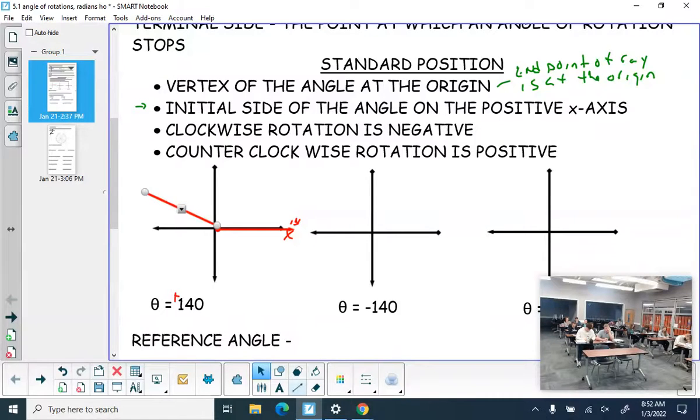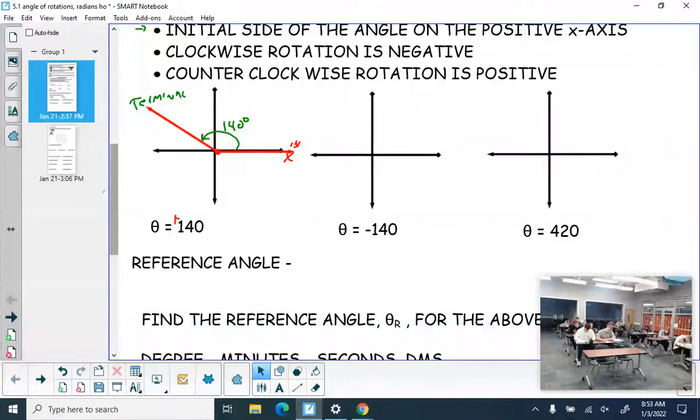It does not have to be exact. You don't have to get a protractor out. But 140 degrees means I'm 40 degrees here, I'm 50 degrees here. So it's close enough for government work. This would be our terminal side. And this would be our rotation of 140 degrees.